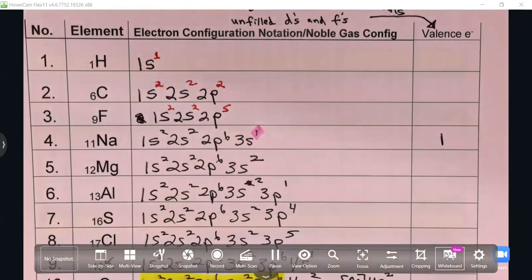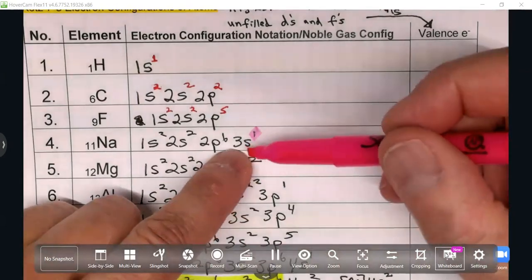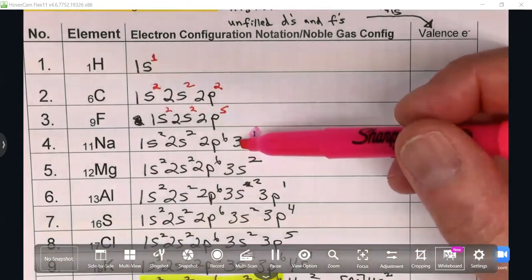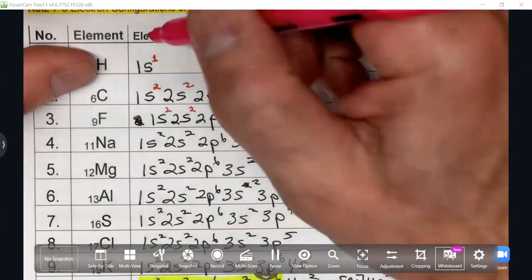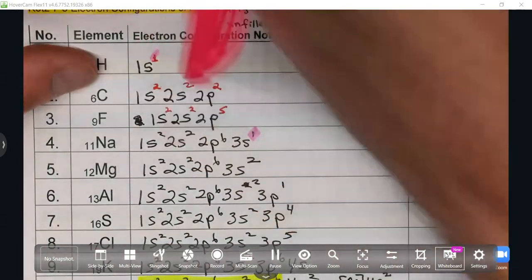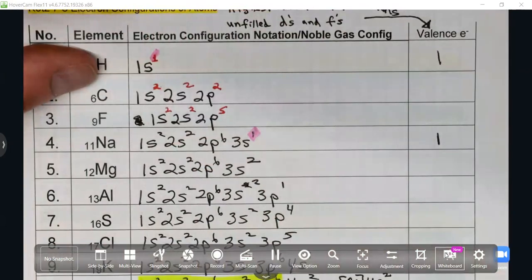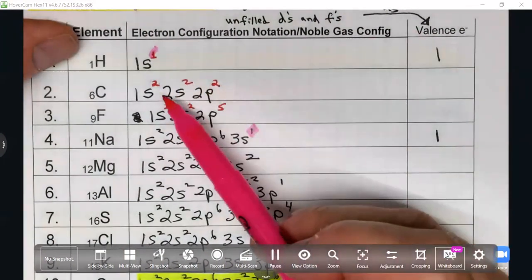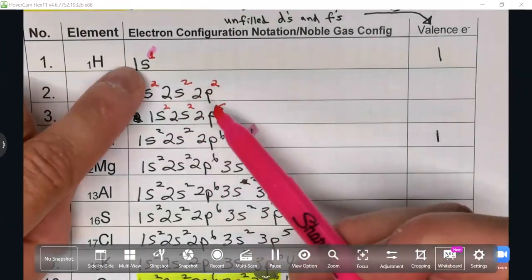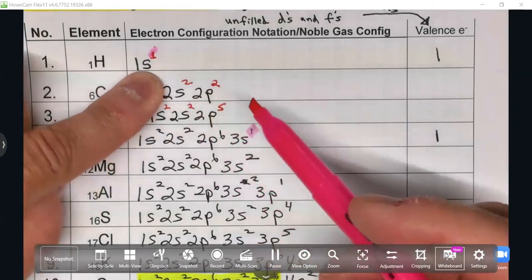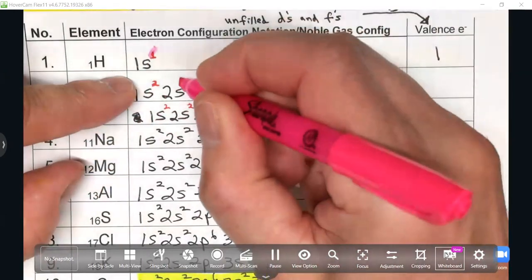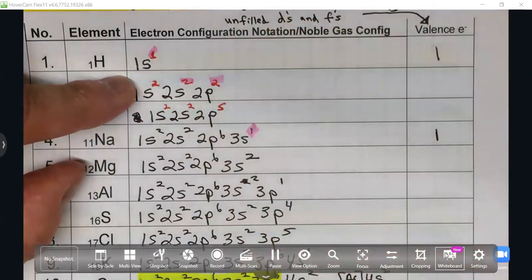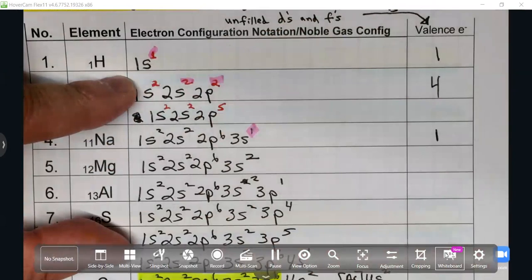It's the furthest out S. All you're looking for is the largest number, that is the farthest out, highest level. Obviously, for hydrogen, there is only one. Hydrogen has one valence electron. If we do carbon, we don't care about the 1s2. The farthest out, we get to level 2. We've got 2 here, we've got 2 here. Carbon should have 4 valence electrons.